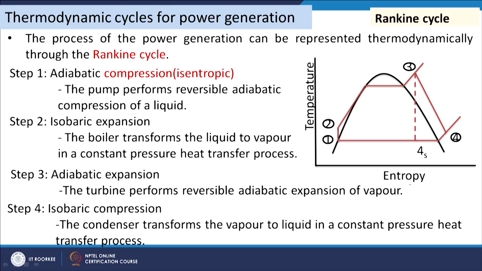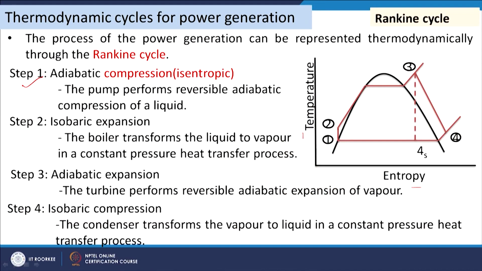The steam turbine is governed by the thermodynamic cycle called the Rankine cycle. Here we will see the Rankine cycle, how the entropy and temperature change as per the Rankine cycle, and here it has 4 steps. The steam turbine has 4 steps. Step 1, adiabatic compression. What happens in this case?